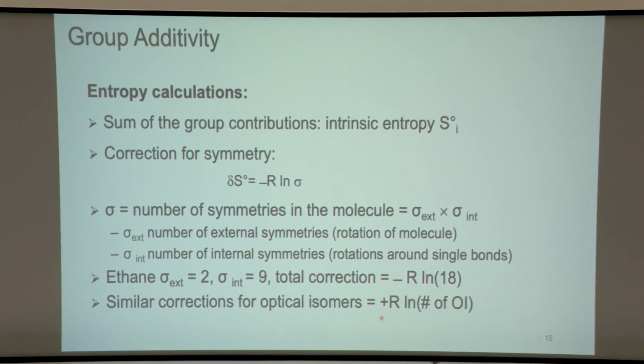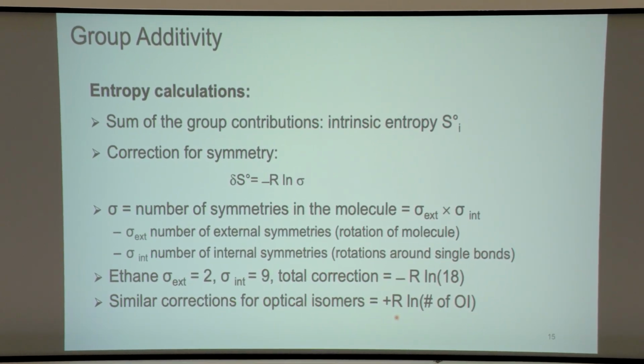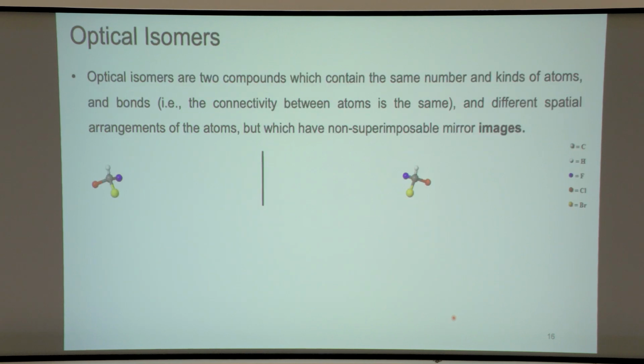You can get similar corrections for the number of optical isomers. You have to add plus R times ln of the number of optical isomers. Optical isomers are a bit more challenging to figure out.